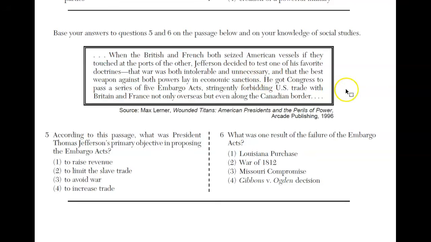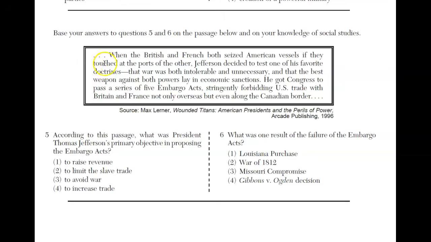Okay? Pretty easy, but let's just take it apart for a moment. British and French. Jefferson. So we're talking about the very early 1800s. We're talking about the Napoleonic Wars, if you remember that. Britain and France at war with each other. American vessels. So these are U.S. ships. If they touched at the ports of the other.